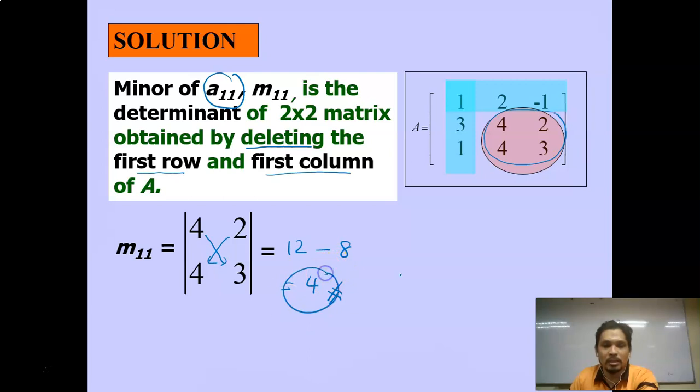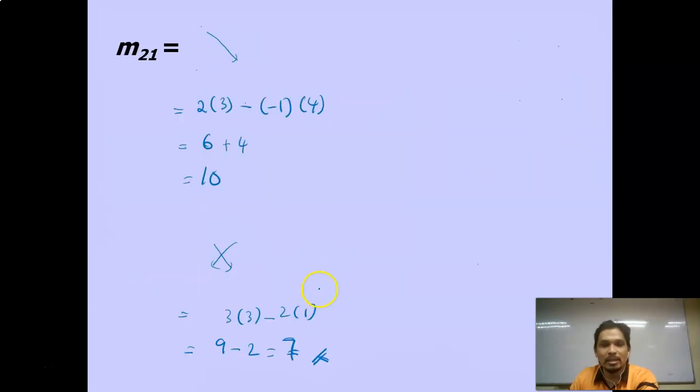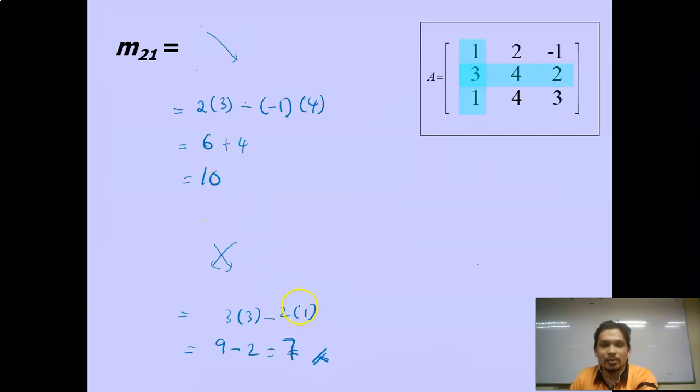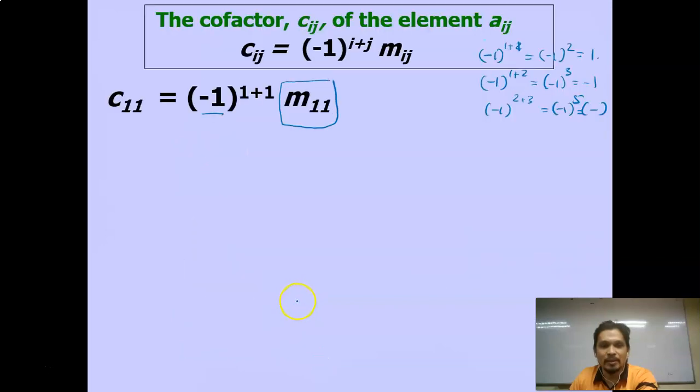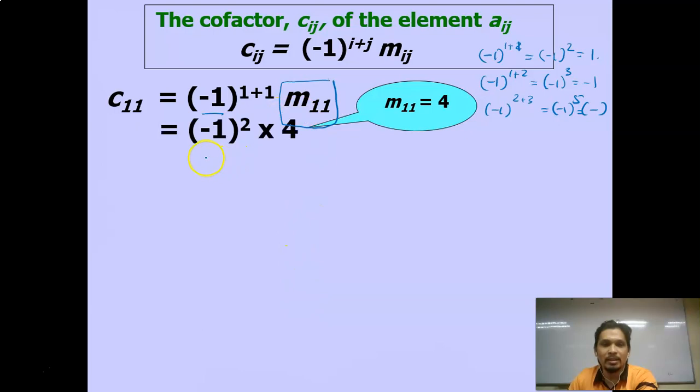The minor M11 equal to 4, just now. We're going to bring up 10 and 7 also in the next example here. So negative 1 to the power of 1 plus 1 equal to 2, times 4. Then negative 1 squared equal to 1, times 4, equal to 4.